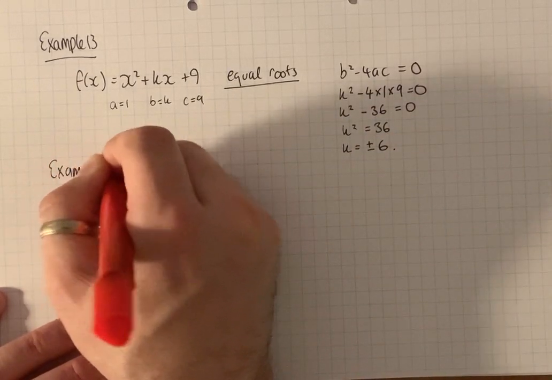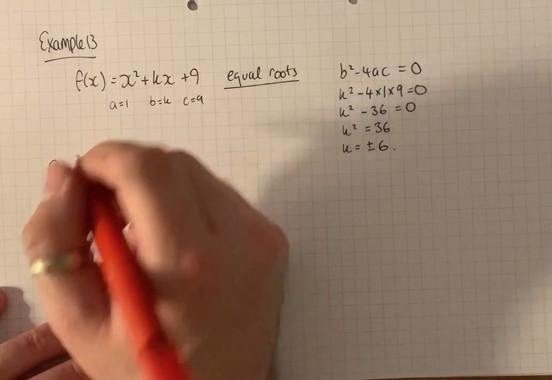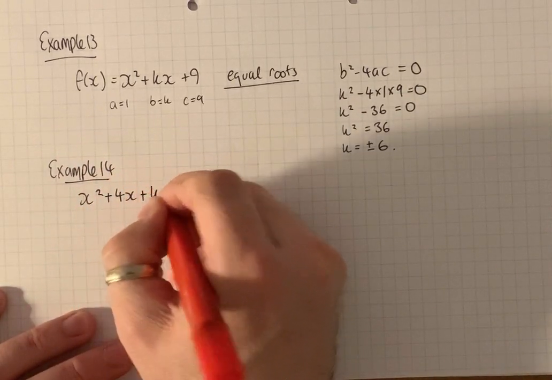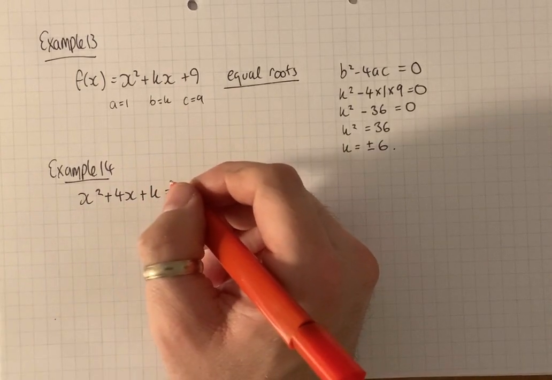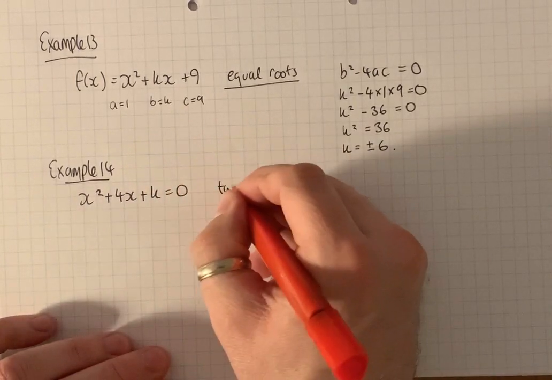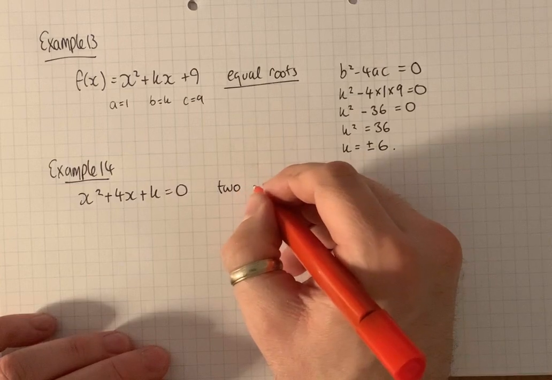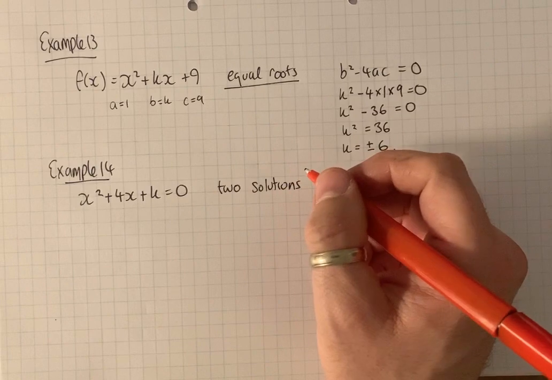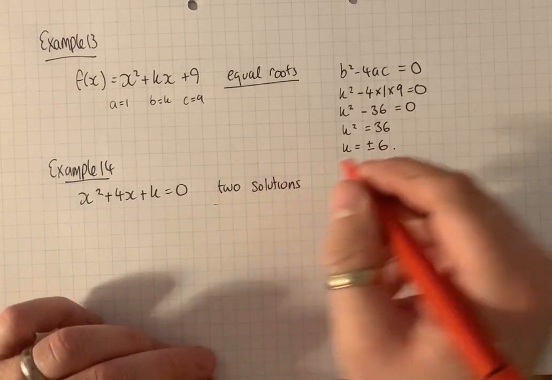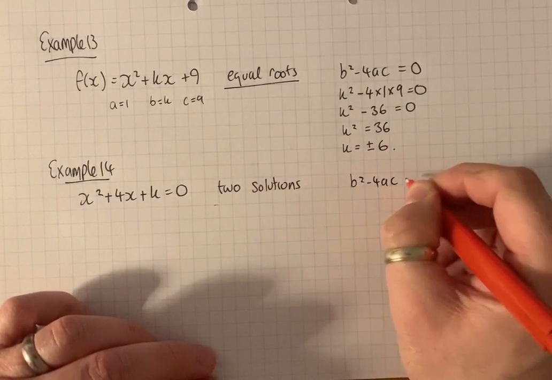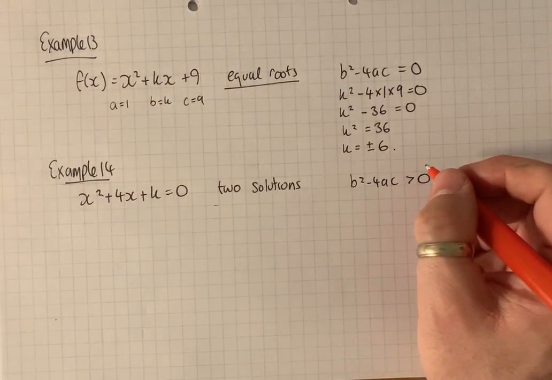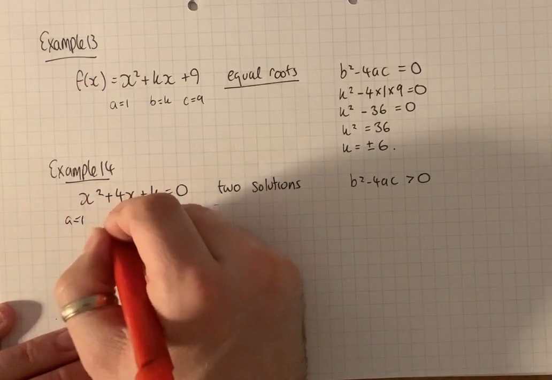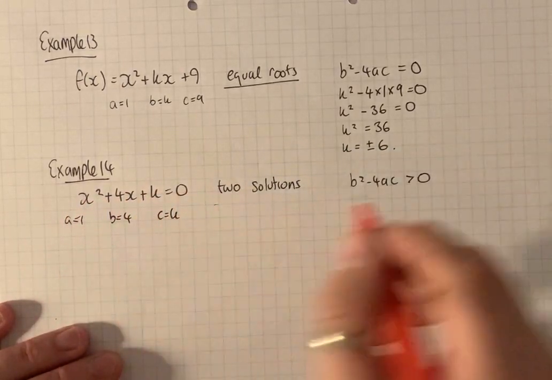Example 14. This time we've got x squared plus 4x plus k equals 0. And we're told it has two distinct solutions. When it says distinct solutions, it means separate solutions, it's not a repeated root. Now two solutions means b squared minus 4ac is bigger than 0. So a is 1, b is 4, c is k.